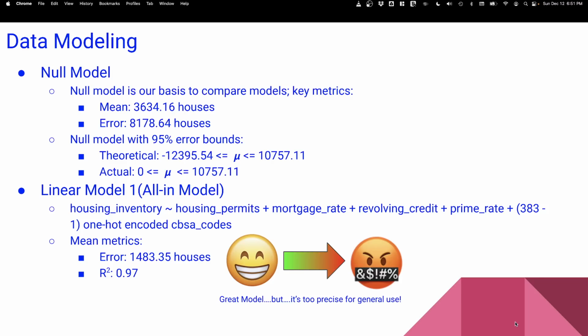Moving into actual modeling with our linear regression, we say let's just throw everything in there. So we go ahead and do a one-hot encoding of all 383 codes. We run the linear regression. We come up with a much better error value than our null model, and our R squared is really fantastic. It's very close to 1. It's a great model, but I mentioned there's 383 different coefficients that correspond to each CBSA code that's in the data. And that's just not usable at all, far too precise for general use.